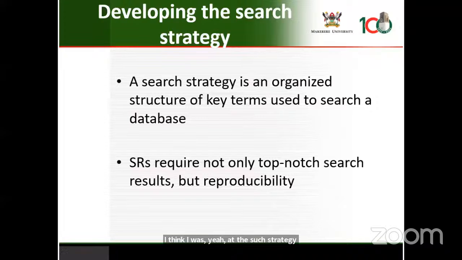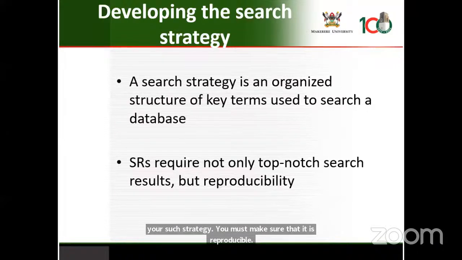So I defined the search strategy as an organized structure of key terms used to search a database. Yes, and I also said that systematic reviews require not only top-notch search results, but reproducibility. And I already talked about reproducibility. When you do your search strategy, you must make sure that it is reproducible. It will produce the same results when you use it again.